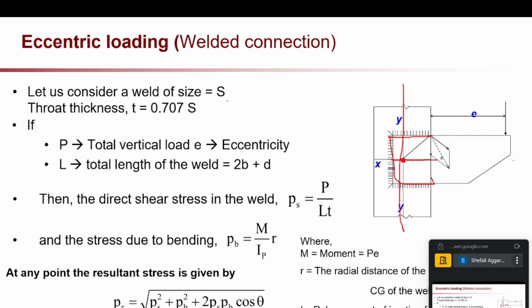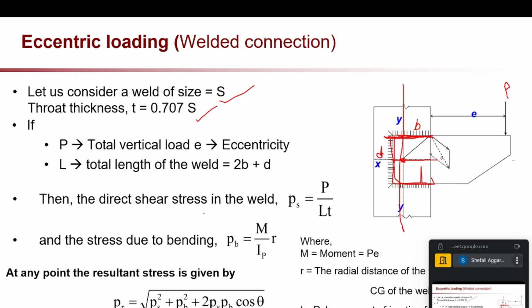We are considering our size of weld as S. Throat thickness will be given as 0.707 times the size of weld. We have already seen those things. Now this is our vertical load P. This is our eccentricity E. And this is the total length of weld, which is given by 2B plus D. This is our D and this is our B. So 2B plus D will be the total length of weld.